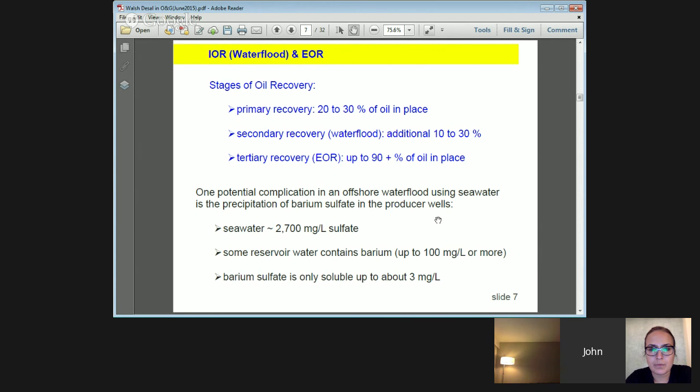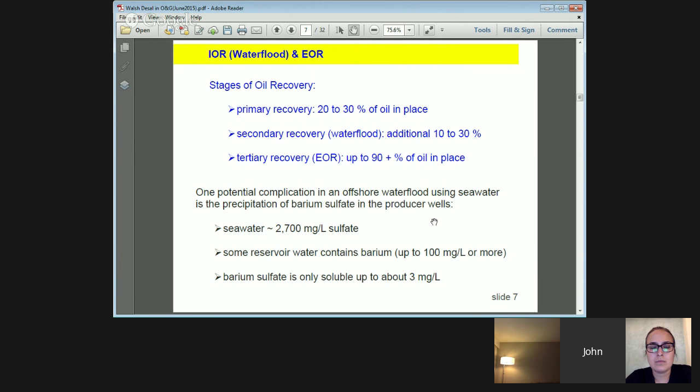And then tertiary recovery, enhanced oil recovery, chemical flood, or steam will, in some cases, be able to produce over 90% of the oil that's in place, but of course it costs quite a bit more. So I'm going to go through some of these enhanced and improved oil recovery methods.